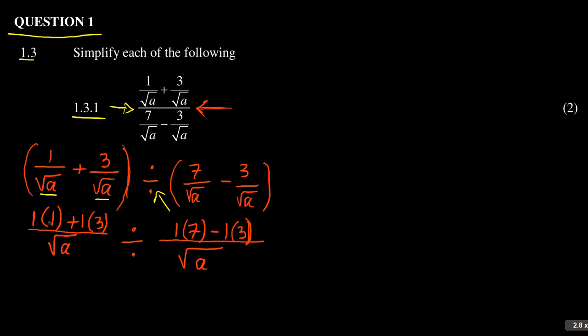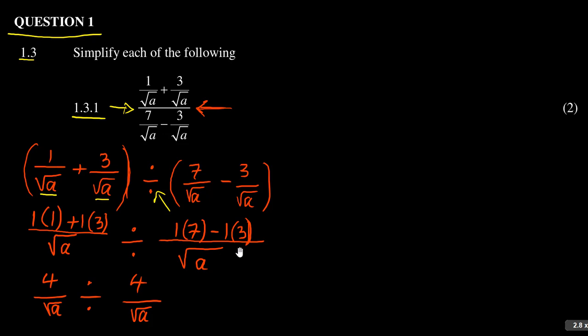So 1 times 1, which is 1, plus 1 times 3 is 3, so it's 1 plus 3, which is 4 over square root of a, divided by, again, this is 7 minus 3, which is 4 over square root of a. So basically, that is what you're having.